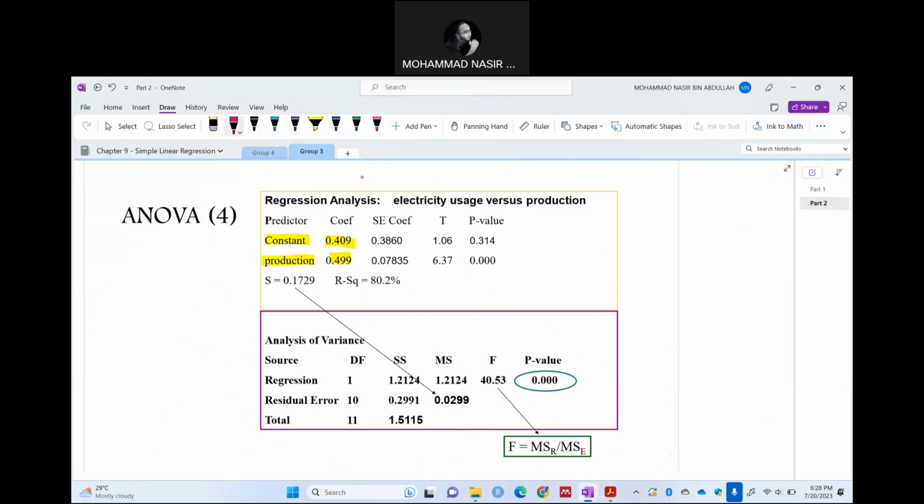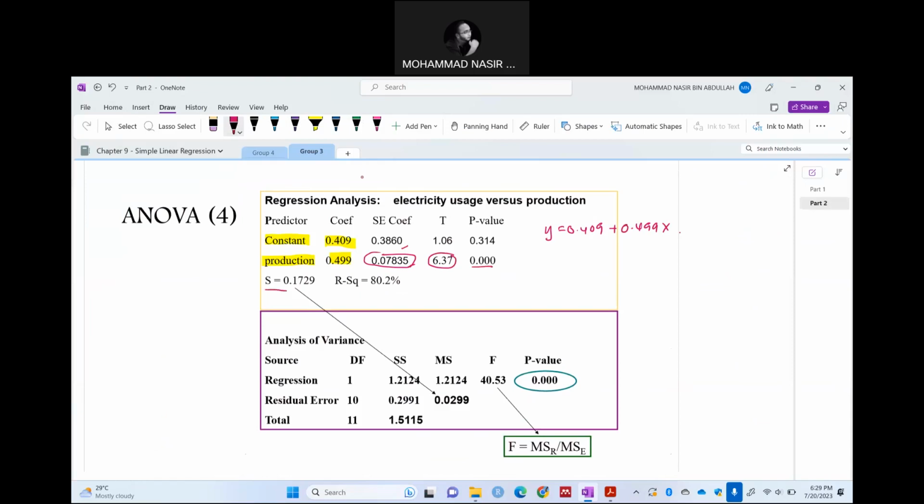So from this, we know that y equals 0.409 plus 0.499x. And this is the standard error of the coefficient, the standard error of beta 1. And this is the t value. So based on the p value, we can conclude that there is a significant relationship between x and y. In this case, x is production.